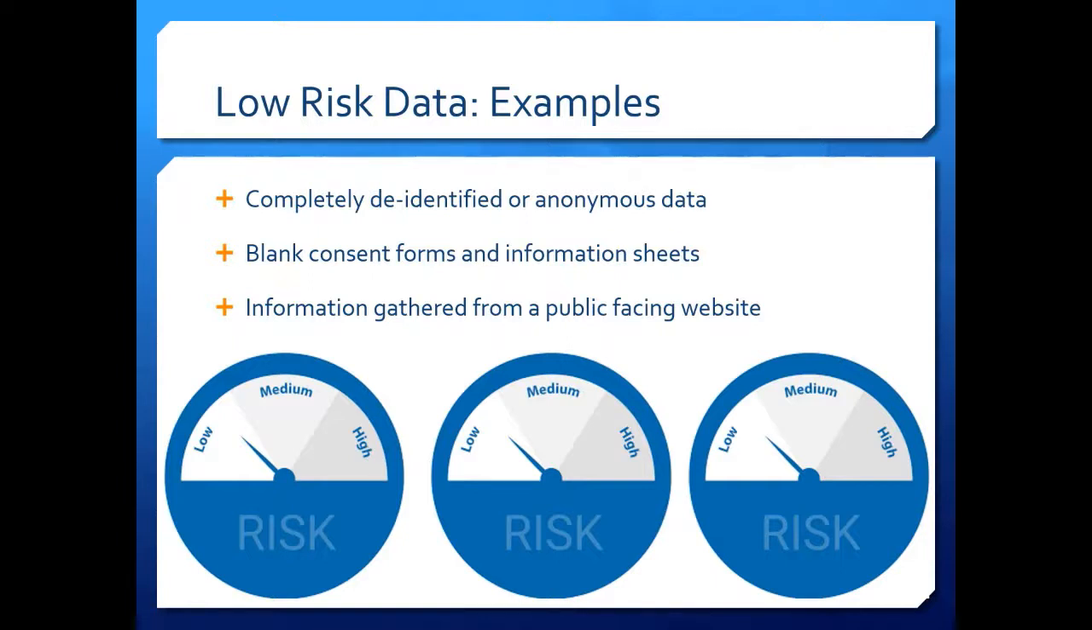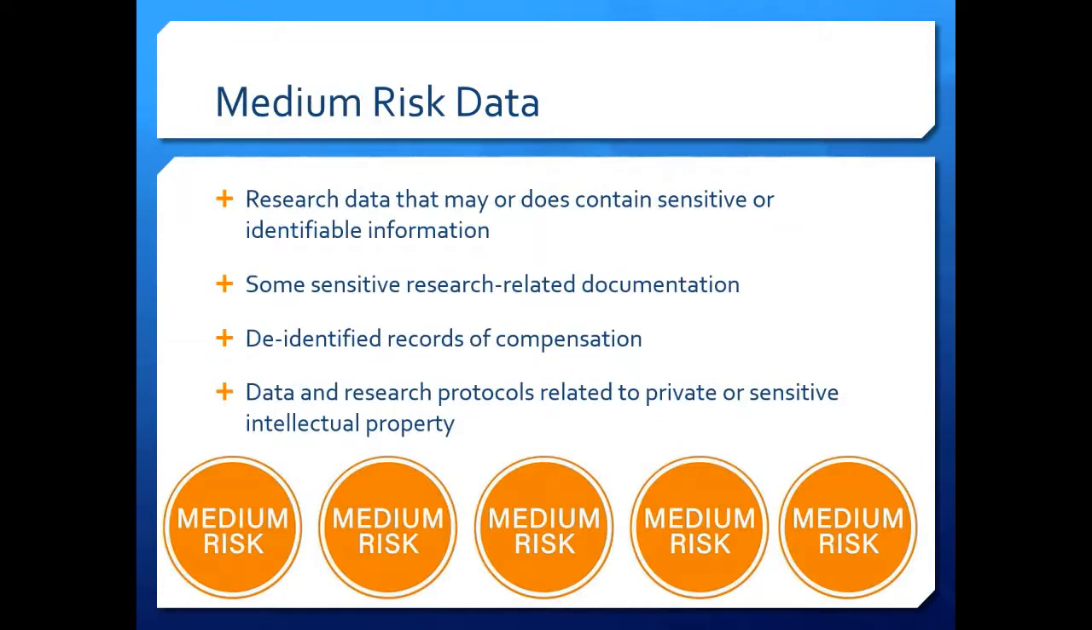The next we have is medium risk data. So for instance, research that may or does contain sensitive information, de-identified records of compensation is something that would be medium risk, something that might have intellectual property implications might be medium risk. And we provide some examples there, like video or audio recorded interviews, depending on the content, identification keys, depending on the content.